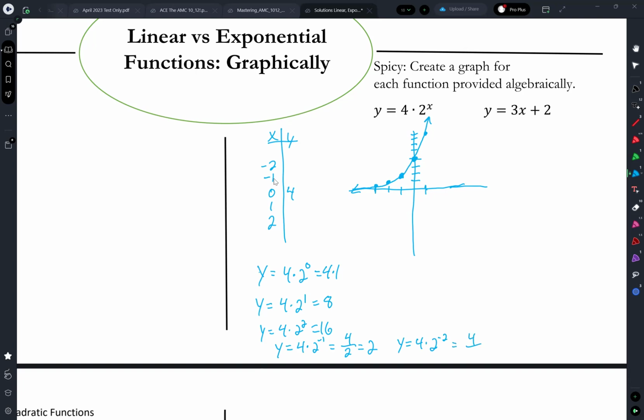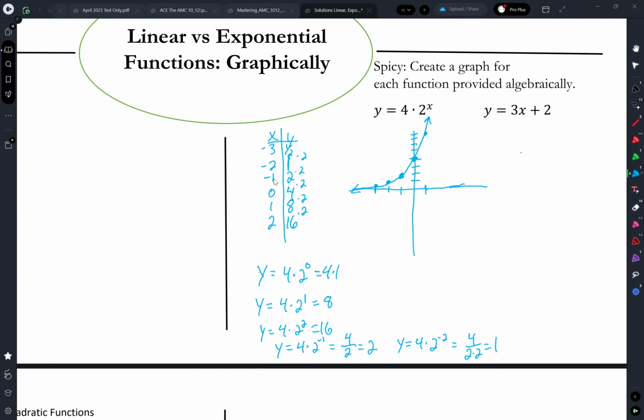So now I'm dividing by 2 twice, right? And so notice I've got my input of 0, output of 4, input of 1, output of 8, input of 2, output of 16. Input of -1, output of 2, input of -2, output of 1. And that shows the same pattern that I could have found and just use that constant factor to get multiple of those points. So that's graphically that exponential function.